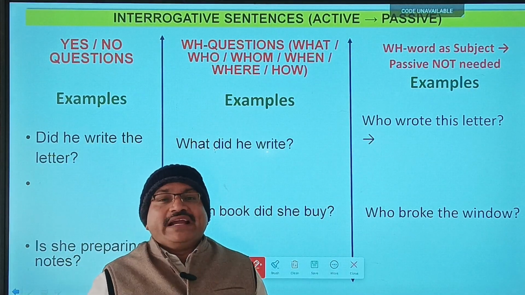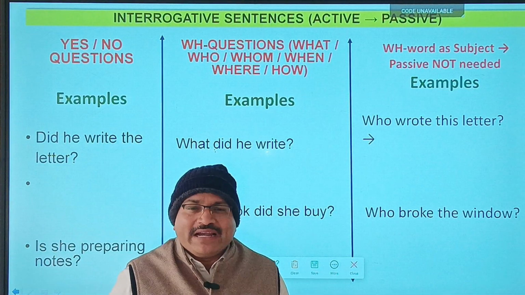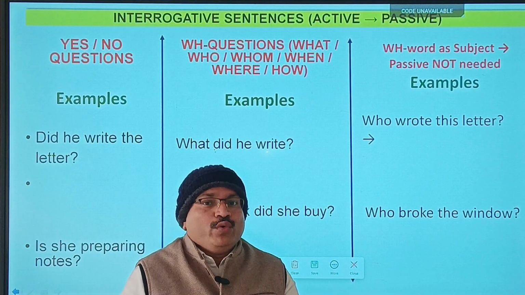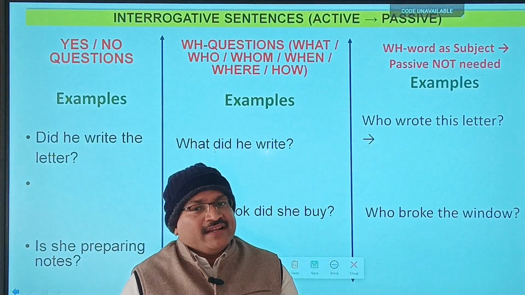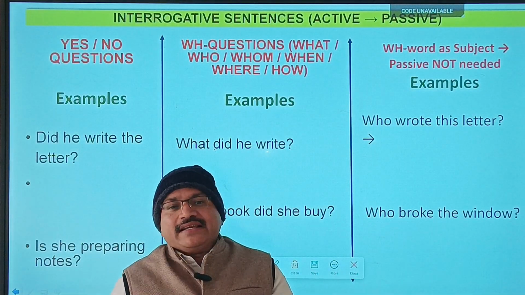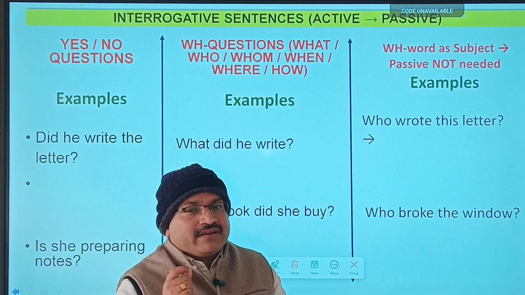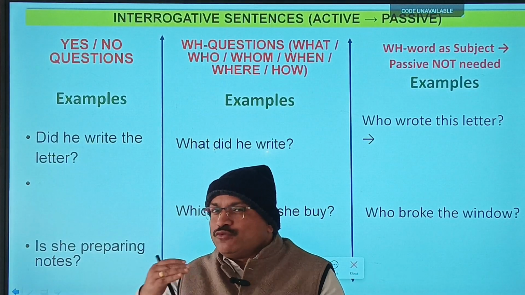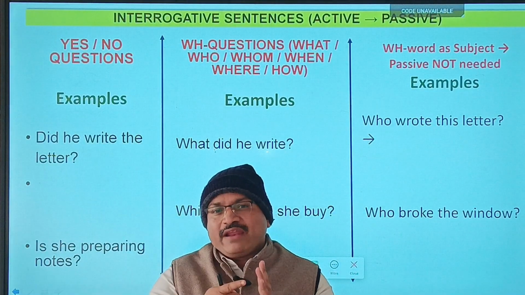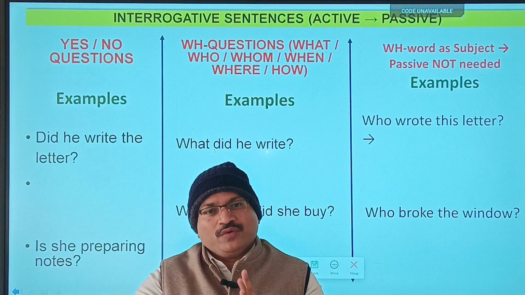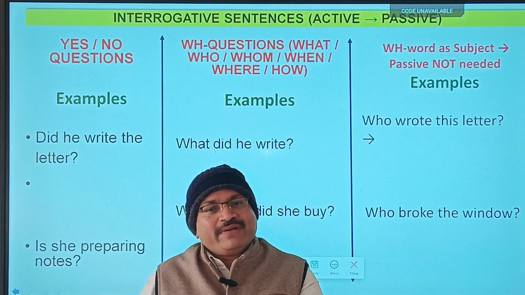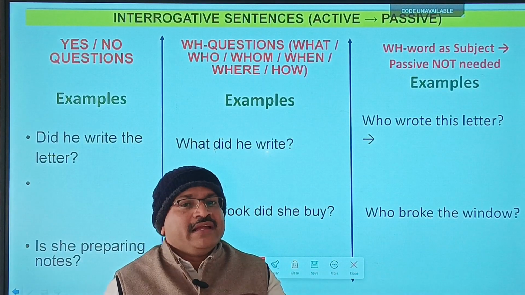Friends, now we have interrogative sentences. As you know, there are two types of interrogative sentences. First is yes or no answer type, and the second one is WH type interrogative sentence. Before we move to the rule, one thing you must remember: when we change interrogative sentence into passive voice, we don't change the structure. Interrogative sentence in active will remain interrogative in passive also. If interrogative is in active, then when we make passive, it will remain interrogative. Let us understand this.